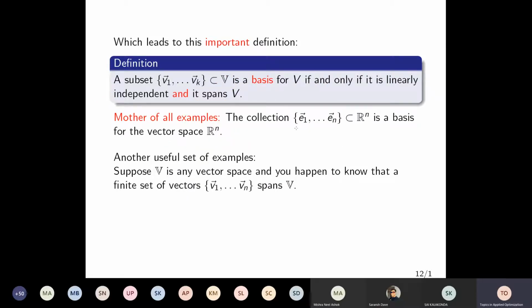The usual ones are the canonical basis, like I said, 1, 0, 0, then 0, 1, 0. So these are the canonical basis. They are denoted by E1, E2. So this is E1 and this is E2, because there is a 1 only at the first place for E1, a 1 at the second place for E2, and so on.